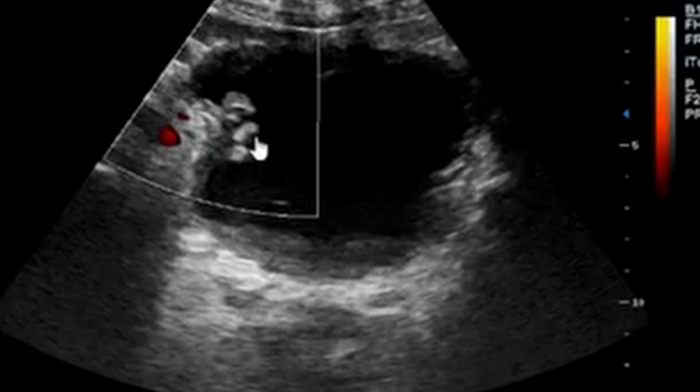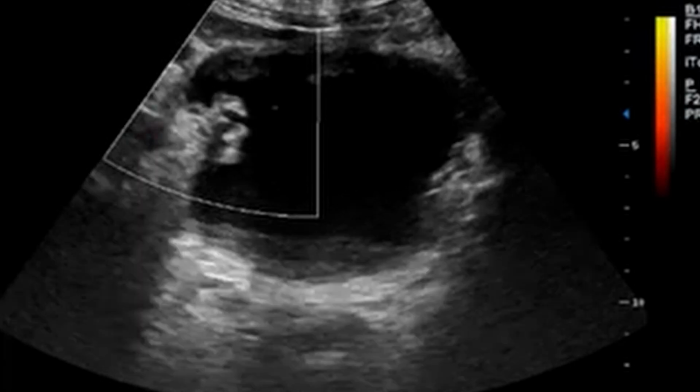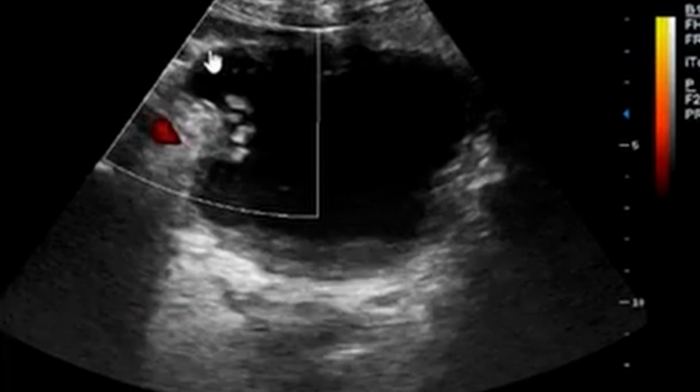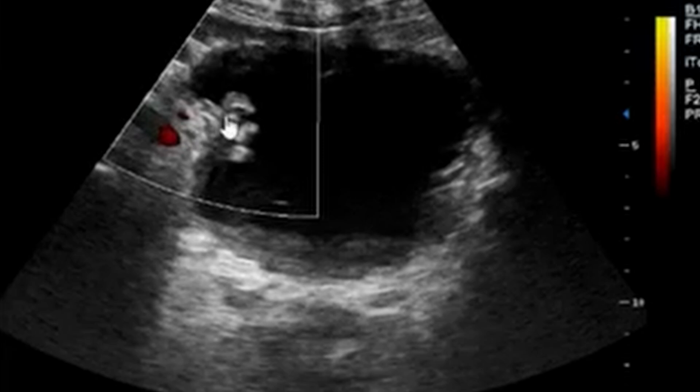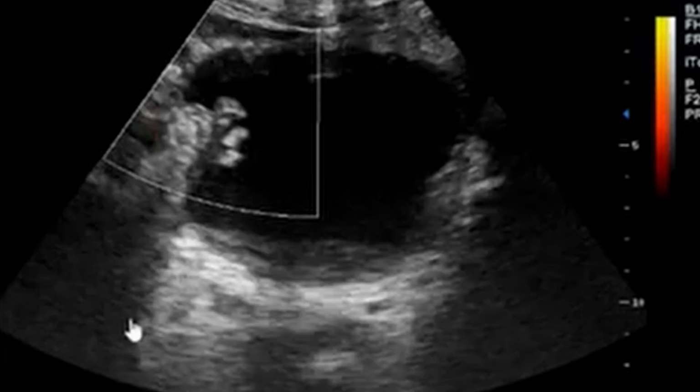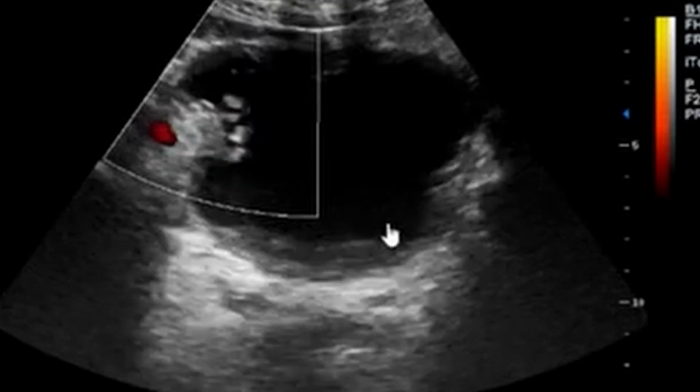And here you can see that there is a lesion, and you can see it's taking color at its base, and the lesion actually has angulations. It's very much irregular. It's an irregular lesion that you see here on the right lateral side of the urinary bladder.